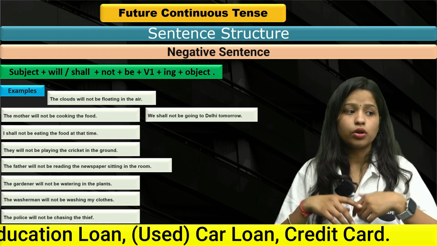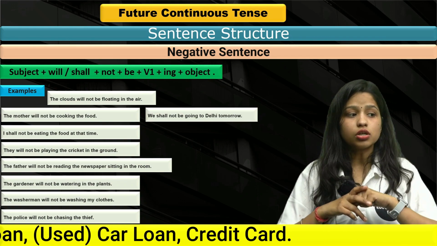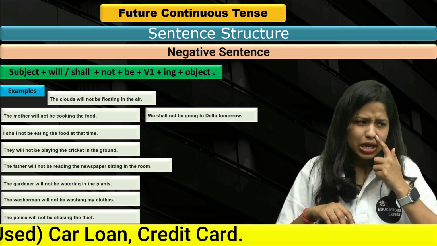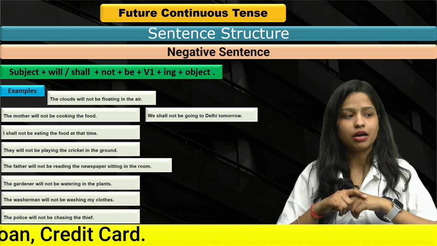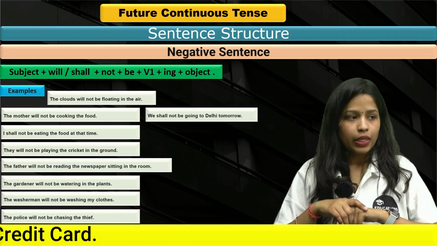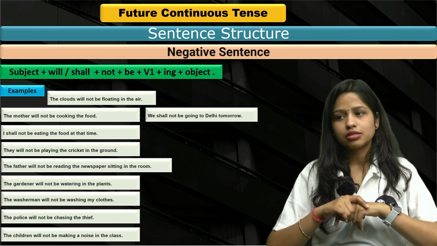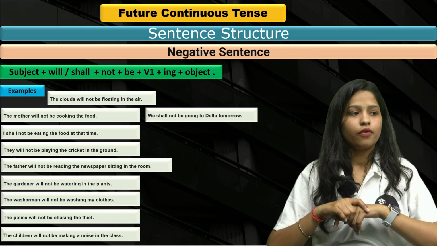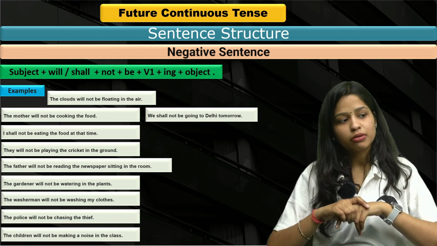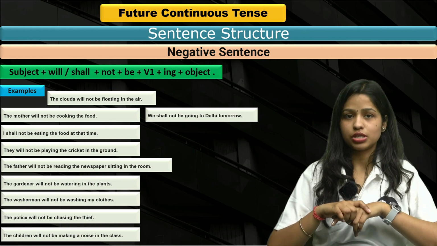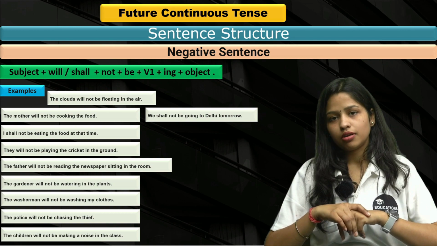The washerman will not be washing my clothes. The police will not be chasing the thief. The children will not be making a noise in the class. See, if you look at all of the sentences, especially from the gardener till the children, it's like we are imagining a new world where the gardener will not be watering the plants, the washerman will not be washing my clothes, the policeman will not be chasing the thief, the children will not be making a noise in the class. I mean, I don't think so.